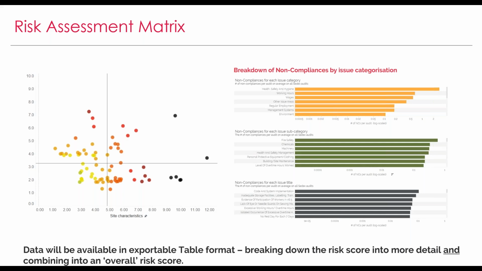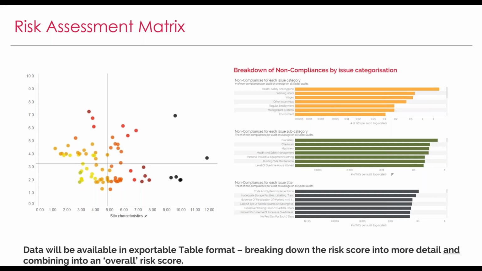And on the right-hand side, you can see how the audit information collected for the suppliers in that view will also be drawn into the report to help you to understand whether the audits that you've conducted, or that have been conducted for those suppliers, have also picked up any issues and what they are, and they'll be broken down by the different levels. So you've got the category, which might be broadly health and safety or working hours or regular employment. But then they'll be broken down further into the subcategories and the individual issue titles, so that you can see if certain non-compliances or issues being found are repeating themselves and might warrant further attention.